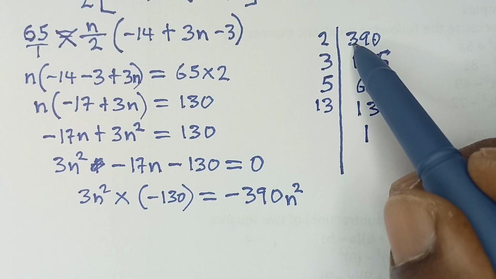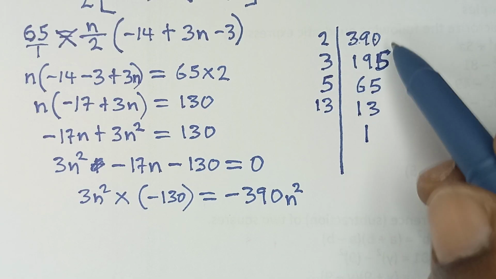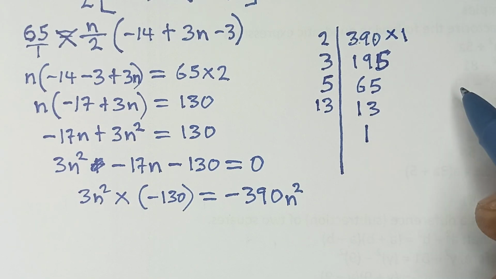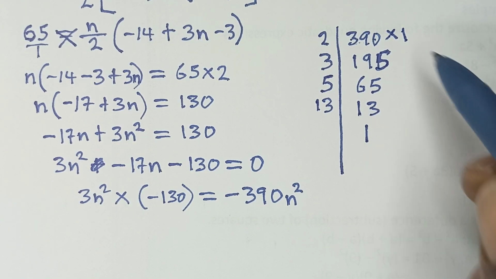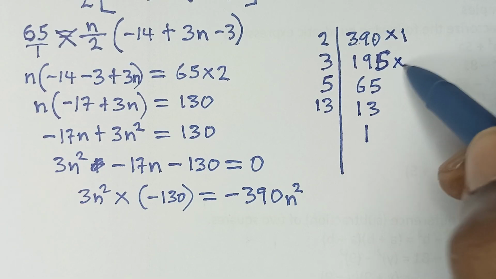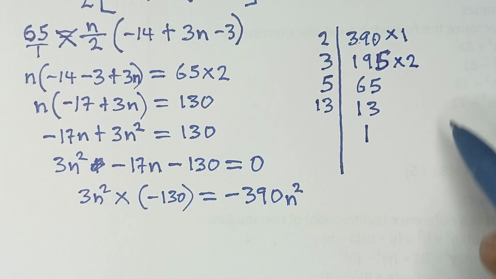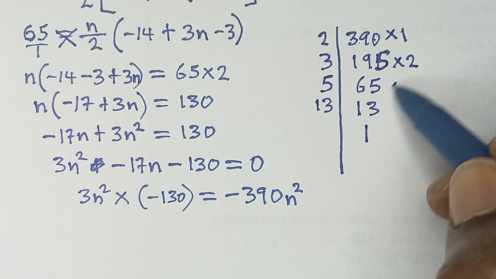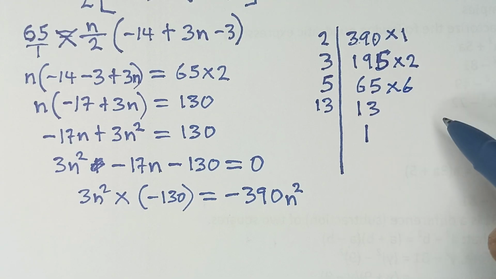So two numbers that will multiply to get 390 have to be 390 and 1. 390 times 1 will give us 390. And then 195 times 2 will give us 390. And then 65 times 6. 65 times 6 will give us 390.